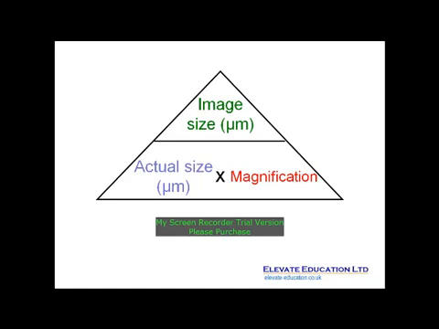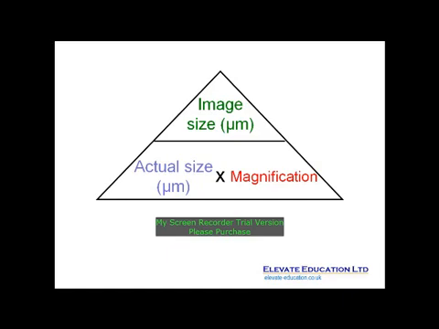If we're going to understand how to calculate magnification, we first need to understand how these three terms relate to each other. I've shown them on the screen in this triangle, which is a formula triangle, a common way of showing formulas. The horizontal bar represents dividing, and the x between actual size and magnification represents multiplication. The important thing to notice about the image sizes and the actual sizes that we're working with today is that they're both measured in micrometers. When we're going to be calculating magnification, we're always going to work with the image size and the actual size in micrometers.